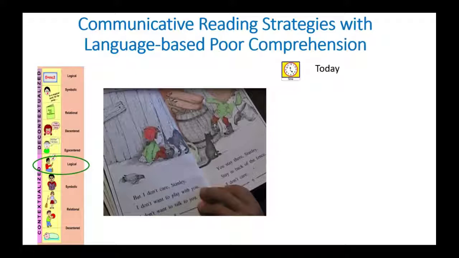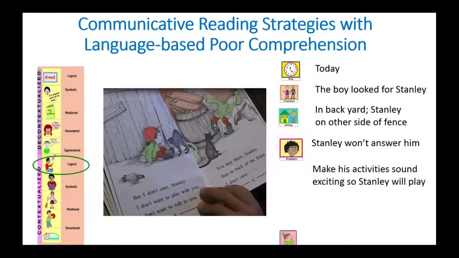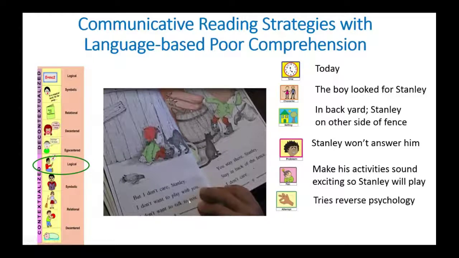We look at the story structure today. The boy looked for Stanley in the backyard. Stanley's on the other side of the fence. The problem is Stanley won't answer him. So his plan is to make his activities sound so exciting that Stanley will want to play with him. And then when that doesn't work, he uses this reverse psychology. Well, I don't want to play with you, and I don't want to talk to you. But really what the child means is, I do want to play with you, but you're not talking to me, so I'll just pretend that I don't want to play with you. So again, in order to understand and comprehend the story, the language relationship is much more complex and takes much more inferential thought, understanding reverse psychology. And Stanley still won't play as the outcome.